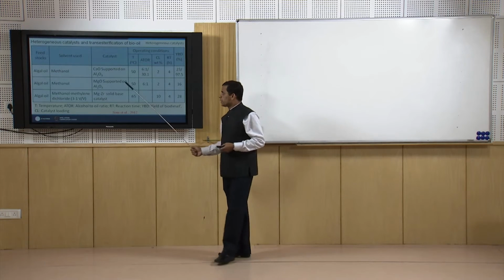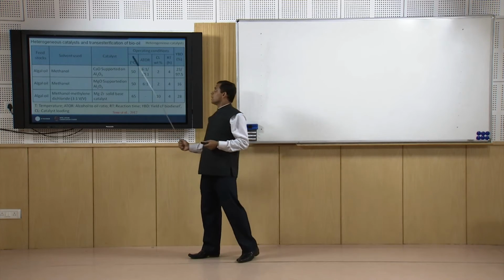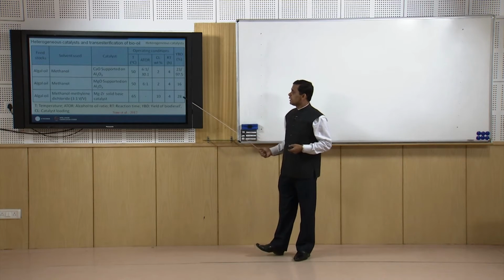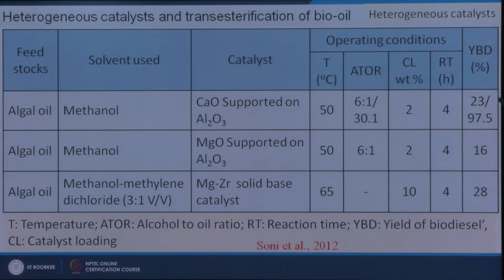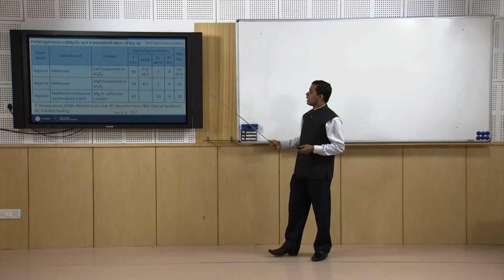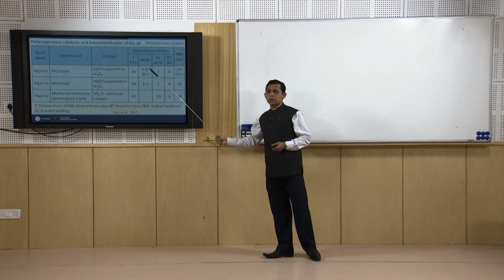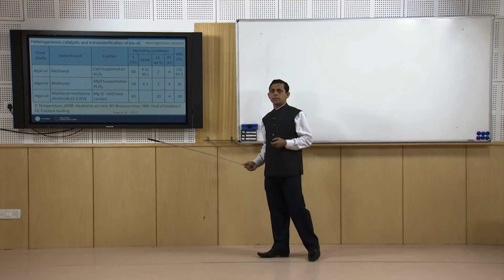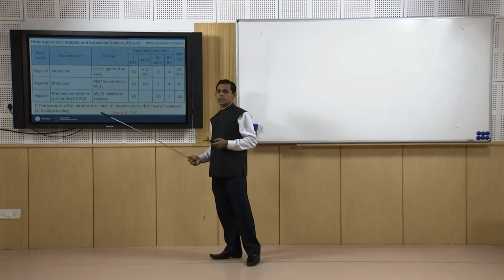So what important information we get here, that the biodiesel yield is not very high in this case, 16%, 28% and 23%, except this case 97.5%, which was achieved by using 80% CaO on Al2O3. So in general, the efficiency or the conversion of biodiesel through this heterogeneous catalyst is lower with respect to the homogeneous catalyst, basically the base catalyzed reactions.